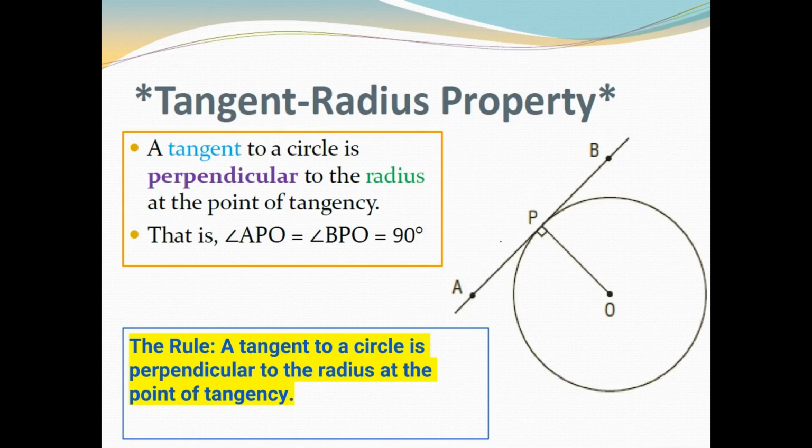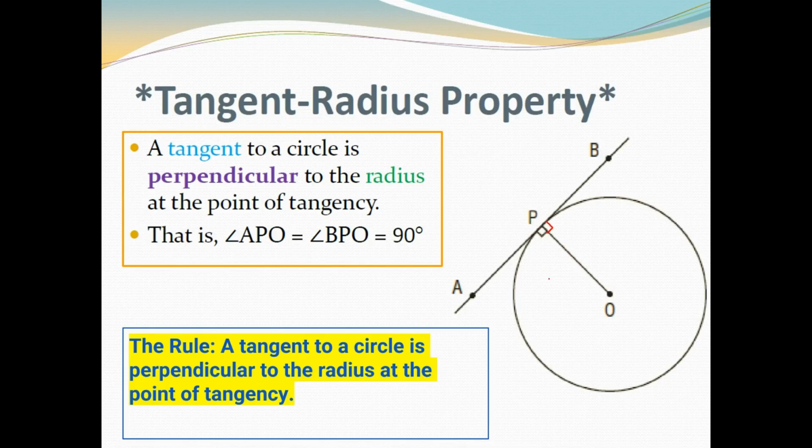This property states that if I have a tangent line, a straight line that touches the edge of a circle at exactly one point, and that point where it touches is called the point of tangency, then at that point of tangency the radius will be perpendicular to that tangent line. If the radius is perpendicular to the tangent line, you get a 90-degree angle on this side and also the other side of that tangent line where it meets the radius.